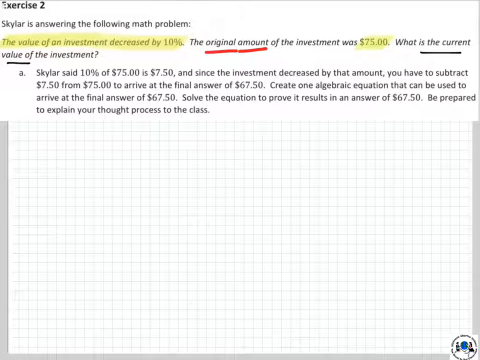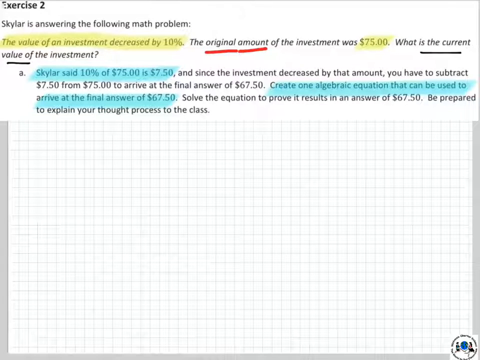So here's part A. Skylar said 10% of $75 is $750, and since the investment decreased by that amount, you have to subtract $750 from $75 to arrive at the final answer of $67.50. Okay? Now, Skylar's correct here, that 10% of 75 is 750.